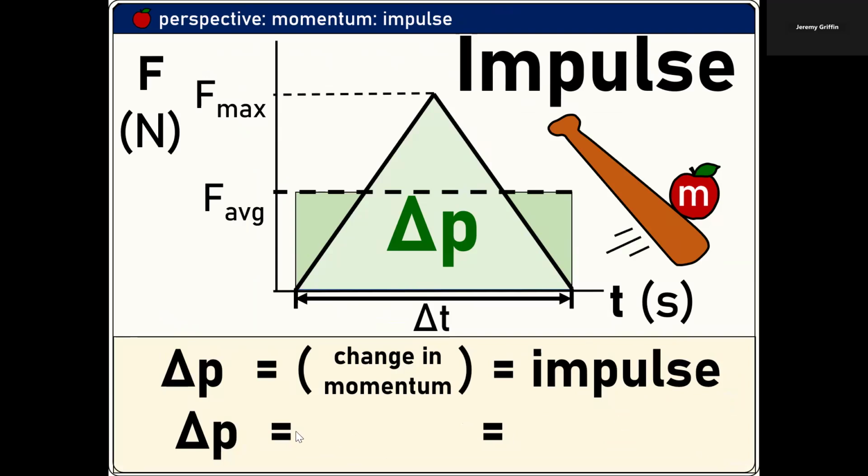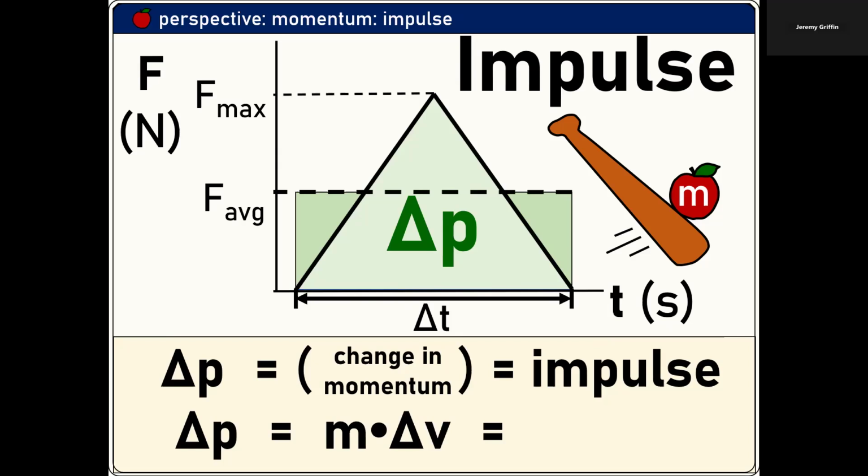Impulse is equal to what? Which is also equal to what? Guys, what are our two perspectives on this impulse? I'm giving everybody a chance to write that in their notes. What do you think it is before I flash up the answer? It could be what times what, or what times what. Somebody tell me the answer.